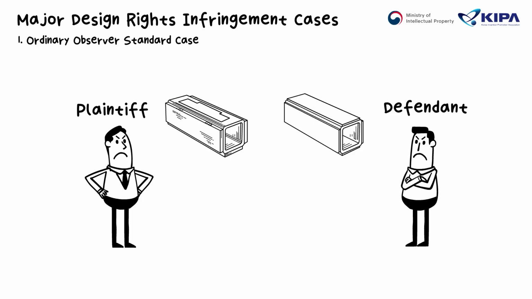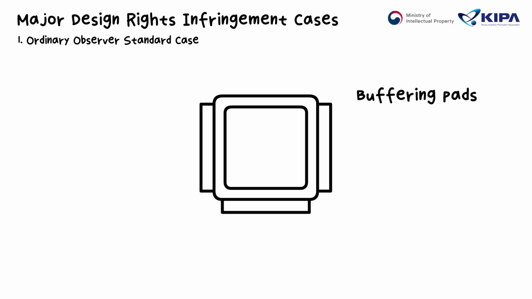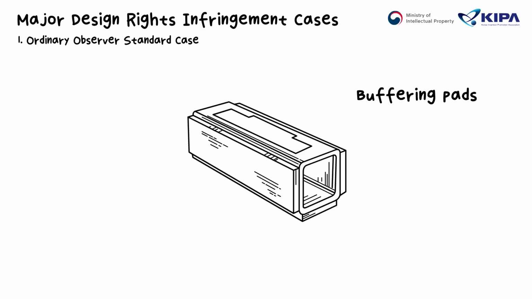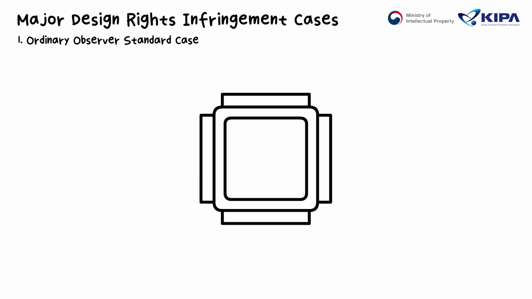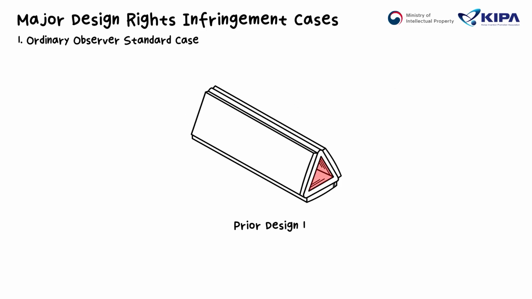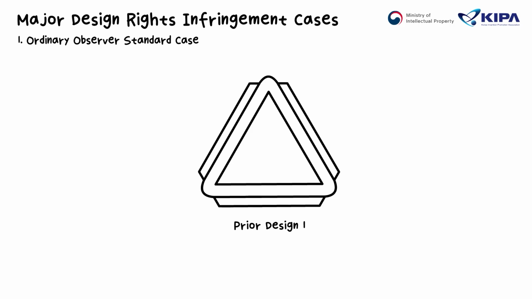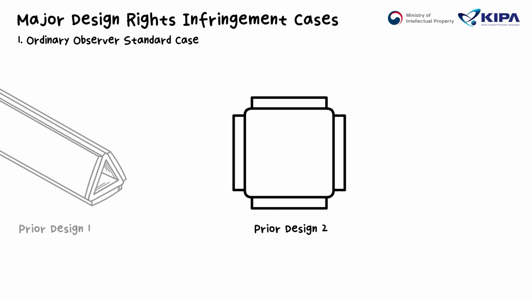The plaintiff's registered design is in the form of a hollow tube with a square cross-section. It features buffering pads on three sides, leaving one side without a pad. In contrast, the defendant's alleged infringing design also has a hollow, square-shaped cross-section, but features buffering pads on all four sides. Meanwhile, prior design 1 is in the form of a hollow tube with an equilateral triangle cross-section and has buffering pads on all three sides. Prior design 2, on the other hand, is a solid rectangular parallelepiped with buffering pads on every surface.